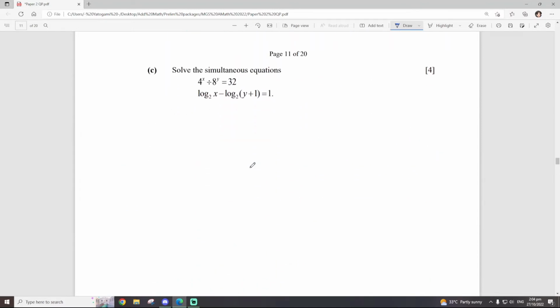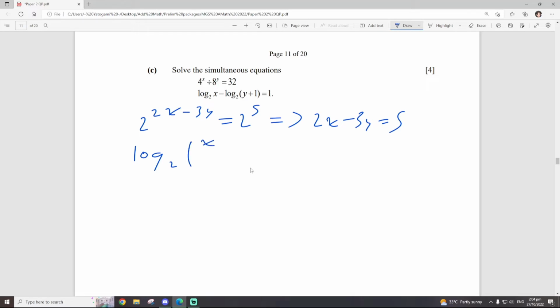Solve the following simultaneous equations. Okay, for this we usually like to convert the thing into a linear system. So 4 to the x divided by 8 to the y. Note that this is the same as saying 2 to the power of 2x minus 3y equals 2 to the power of 5, which implies that 2x minus 3y is 5. And we have the system with log base 2. We can combine the logs together. We get x over y plus 1 equals 1, which implies that x over y plus 1 is 2, and therefore x equals 2y plus 2.